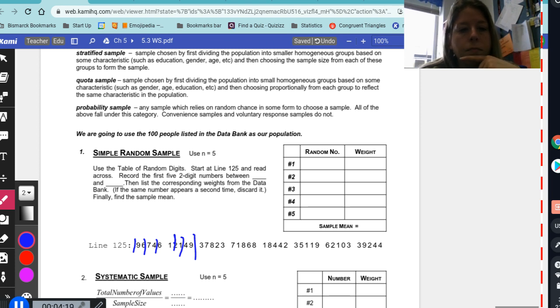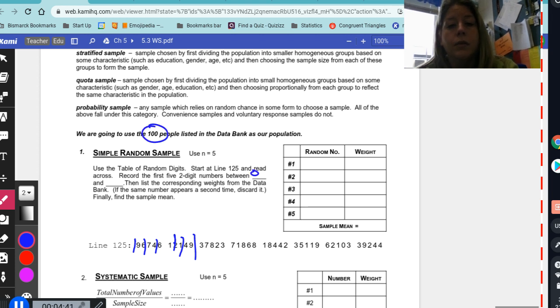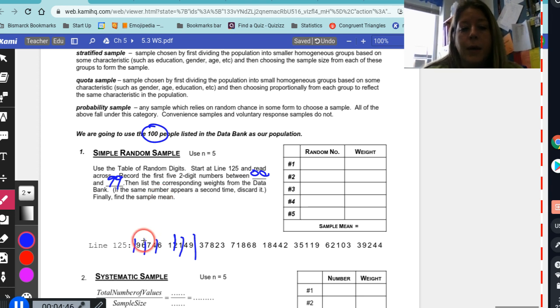We're going to use the 100 people listed in the data bank as our population. So we're going to use the first 5 numbers between 00 and 99, because we're going to do 100 people, 00 to 99. So we won't be throwing any of them out. So the numbers over here will be 96, 74, 61, 21, and 49.